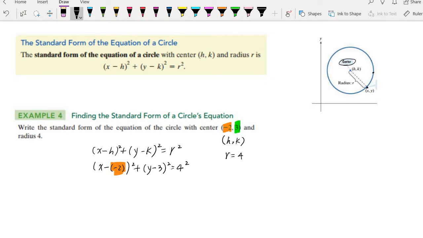Again, that's just simplifying. So that will be x plus 2, and then squared, plus y minus 3, squared, equal to 4 squared. So let's just simplify this. 4 squared equals 16. That is your answer.